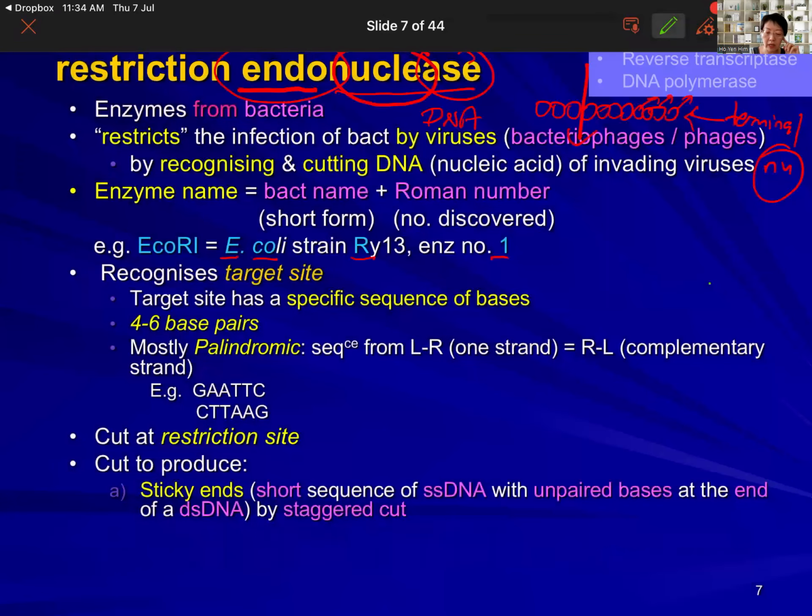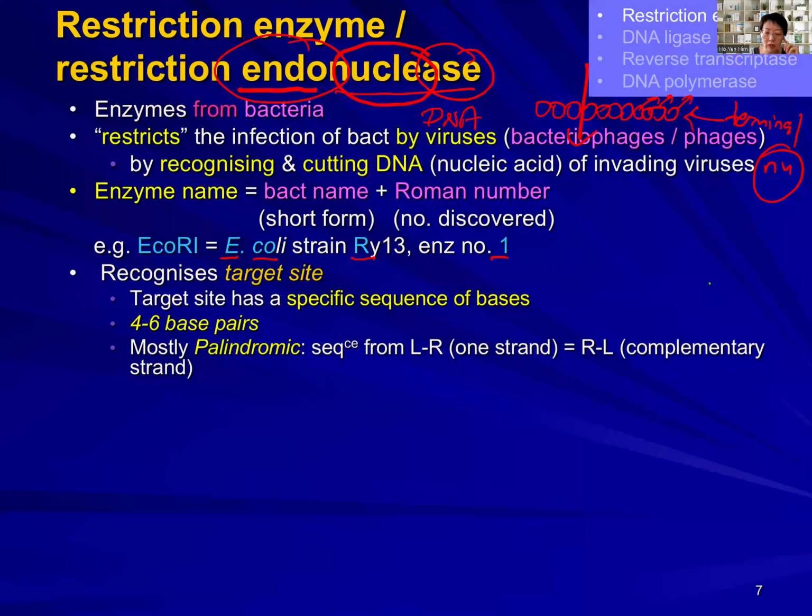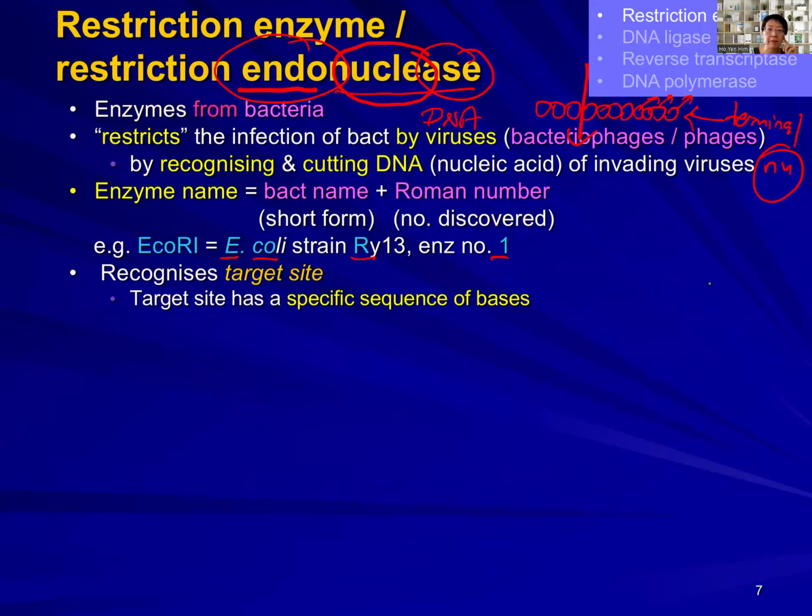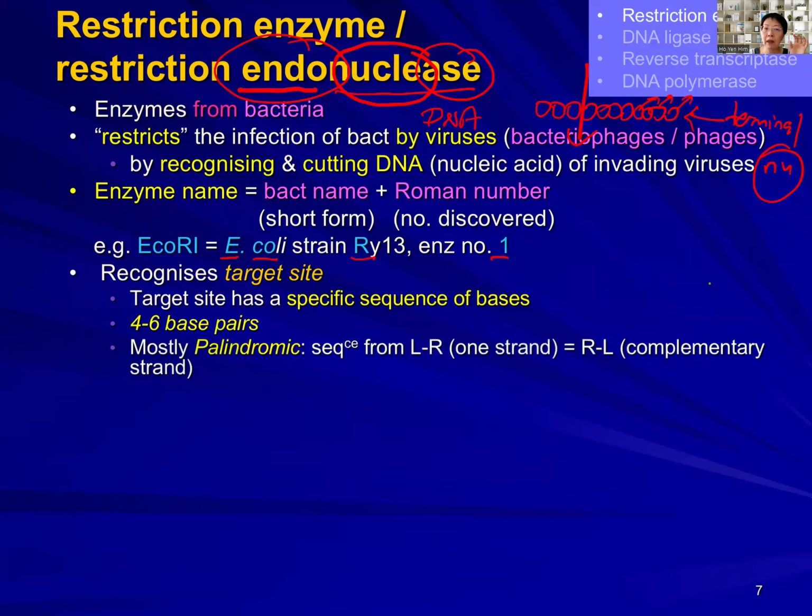So coming back to here where we stopped just now. Let us revise again what is target site. Target site is the site where the restriction enzyme will bind. It contains a specific sequence of bases, and it's always 4 to 6 base pairs. And mostly the base sequences will be palindromic.